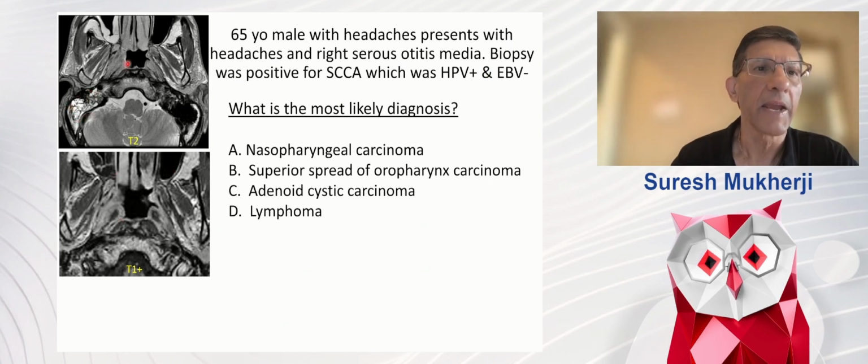And what we see here is an abnormality involving the right side of the nasopharynx. And here we can see diffuse thickening involving the torus tubarius. And we can see obliteration here of the right eustachian tube. So if it's HPV positive and EBV negative, what do we think is the most likely diagnosis? Is it nasopharyngeal carcinoma? Is it superior spread of an oropharynx cancer? Is it adenoid cystic carcinoma or is it lymphoma?